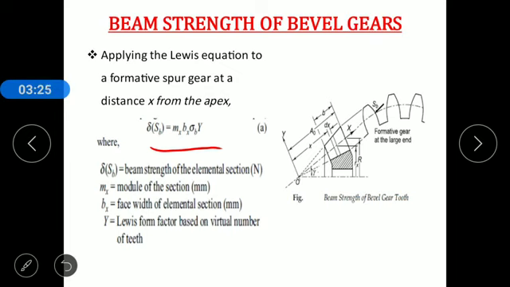Now here first of all we find out the value of the module, that is mx, module of the section. Now everyone knowing the definition of module, that is the pitch circle diameter to the number of teeth, or 2 into pitch circle radius to the number of teeth. In similar manner we determine the value of mx.